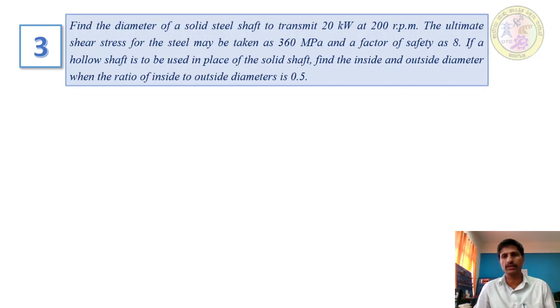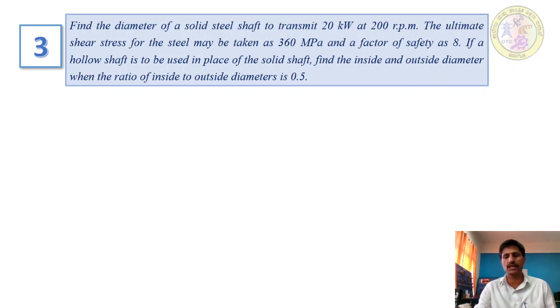So we have to calculate using the equation sigma u divided by factor of safety. By doing that, you are going to calculate the working stress. And he has told that we have to calculate the diameter of a hollow shaft also. First we have to find the solid shaft diameter. Then if you want to replace the solid shaft by a hollow shaft, what will be the diameter, that we are going to find out. In case of a hollow shaft, he has given the ratio of inside to outside diameter as 0.5. So these are the given details.